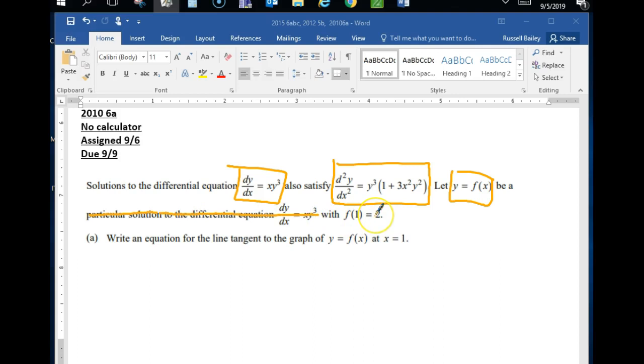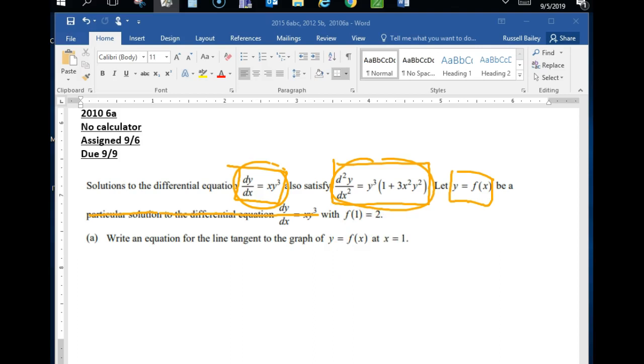f of 1 equals 2. Nice fact to know, but not for us. We don't need it. So right now, all you need to know is what's your derivative. This is a second derivative. As a matter of fact, I don't think we're going to use this either, honestly. And this maybe. All right, so here we go. Actually, you know what? I just realized something. We do need this f of 1 equals 2.